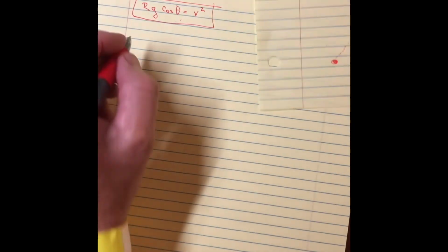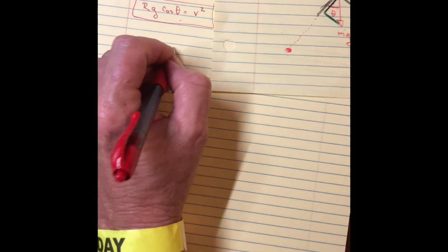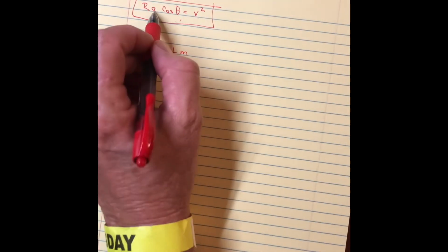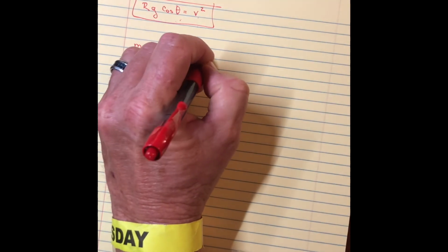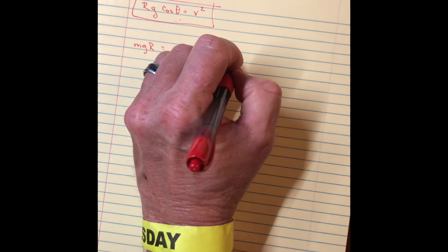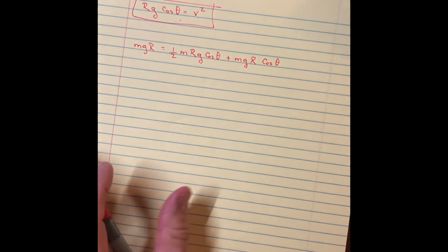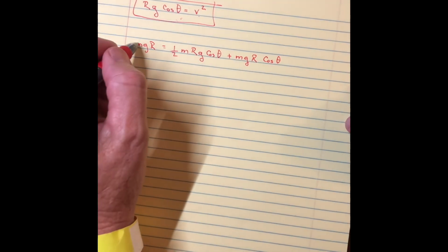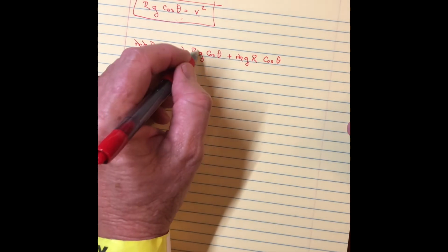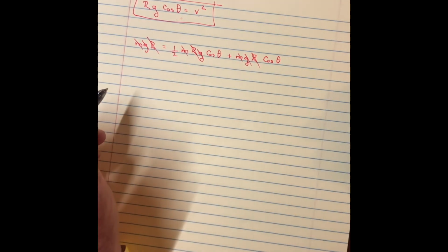So I'll just write the first term, mgr. And then the second term was 1/2 m. And then I got that v squared. So instead of v squared, I'm going to write this one. So rg cosine theta. And then this term would be plus mg r cosine theta. And if you look at this one, you'll see that there is an m in every term I can cancel off. There's also a g in every term I can cancel off. There's also an r in every term that I can cancel off.